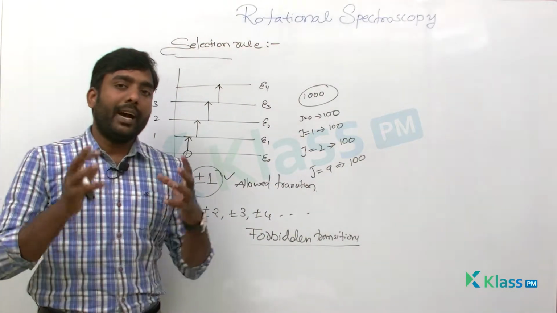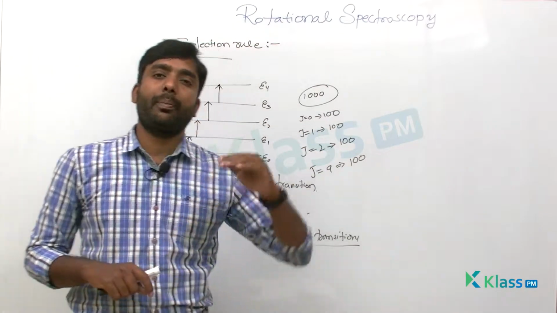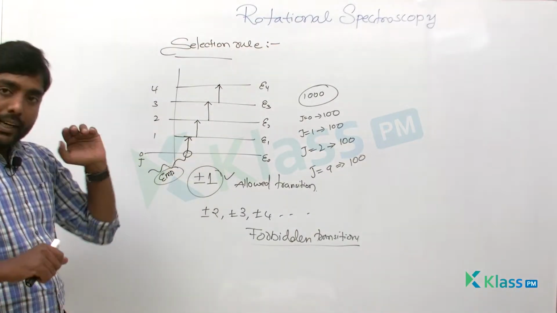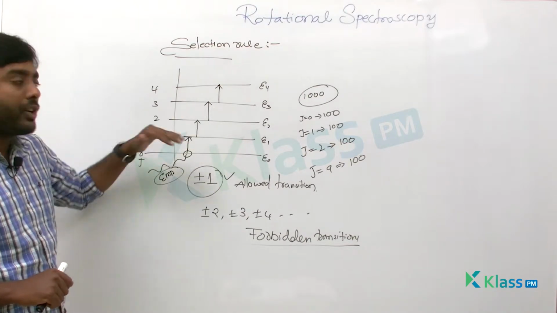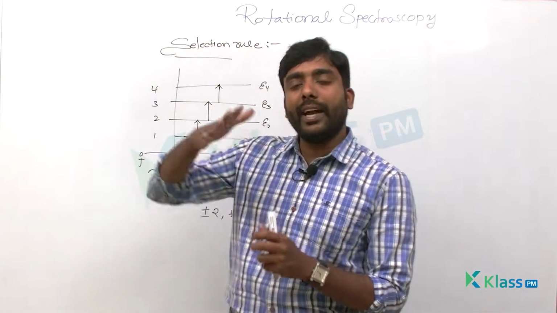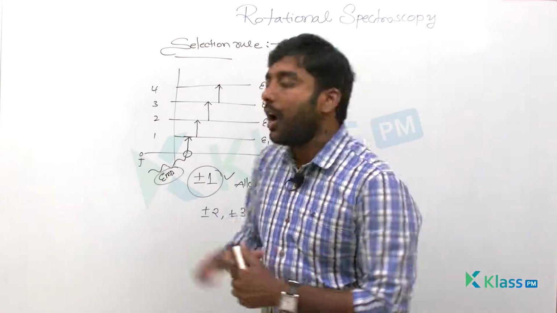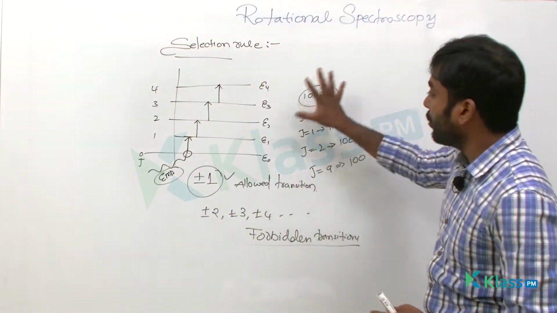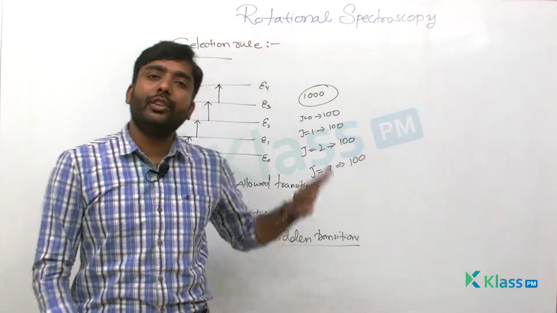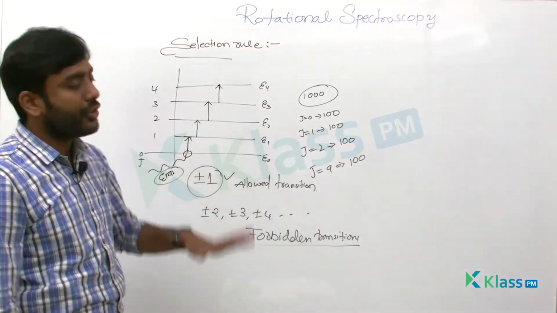In that case the intensity is also the same, because the same number of molecules are present at different energy levels, so the intensity from E0 to E1 is the same as E1 to E2, E2 to E3, E3 to E4, E4 to E5, E5 to E6 and so on. All these intensities for transitions from a lower to a higher energy level are the same, because the same number of molecules are present at all the energy levels from E0 to E10. But in reality this is not possible, because the same number of molecules are not present at all energy levels.